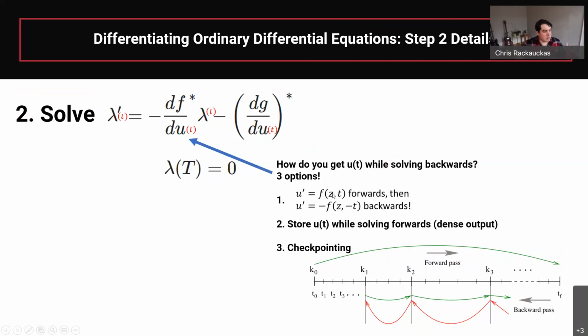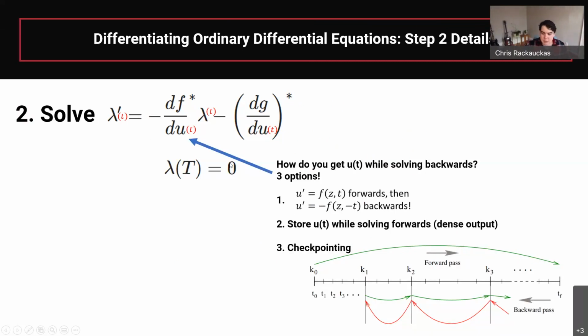There are three ways you can do this. In fact, there's probably even more, right? So one way is that you can take any differential equation and try to solve it in reverse. This would give you a way of getting u prime at each time. If you solve this equation simultaneously to the lambda equation, then you would always have u of t, and you can define this.